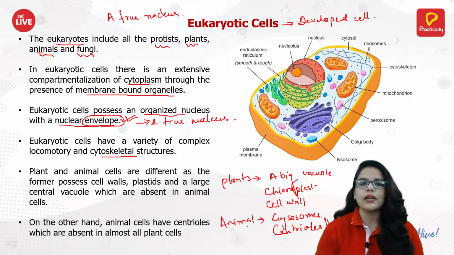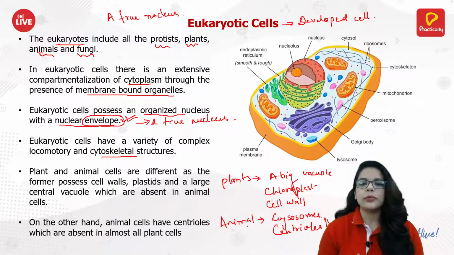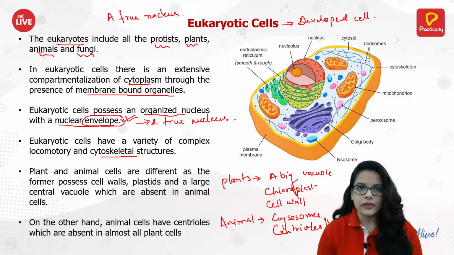When I was talking about prokaryotes, all I talked about was a bit of cell wall, a bit of cell membrane, a false nucleus, some ribosomes, that's all. But when it comes to eukaryotic cells, so many things are there, one after the other. There are n number of things in eukaryotic cells.